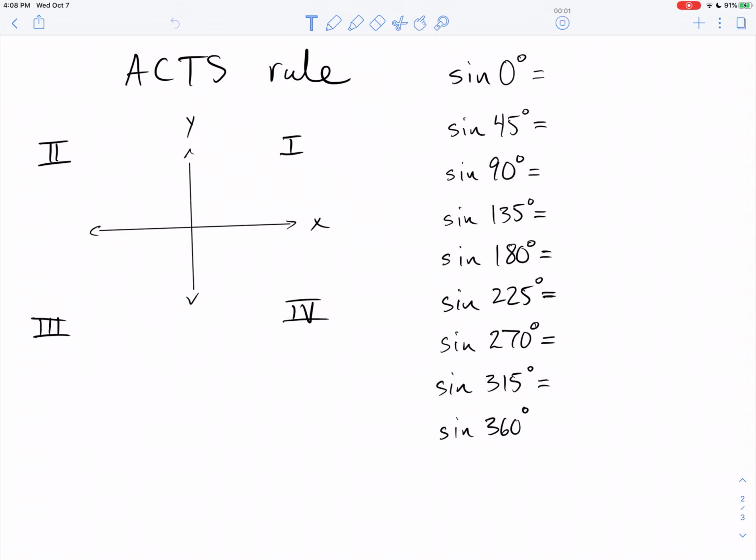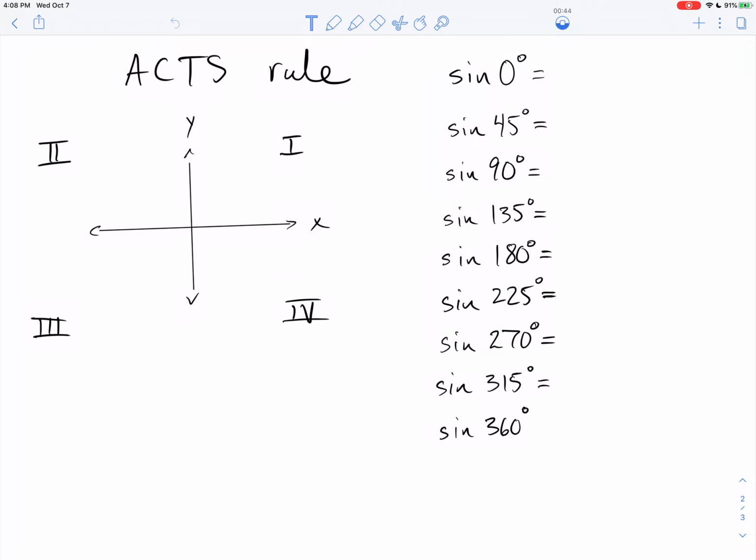Okay, guys, we're going to talk about something called the ASTC rule and quadrantal angles. So, I have a list over here with different sine angles, and my calculator is currently set to degree mode. This is the only time that it's ever mattered. Now that we're in the trig section, if you're working in degrees, be in degree mode. If you're working in radians, be in radian mode. Since you guys are more familiar with degree measurements at this time, I'm doing all this in degrees.